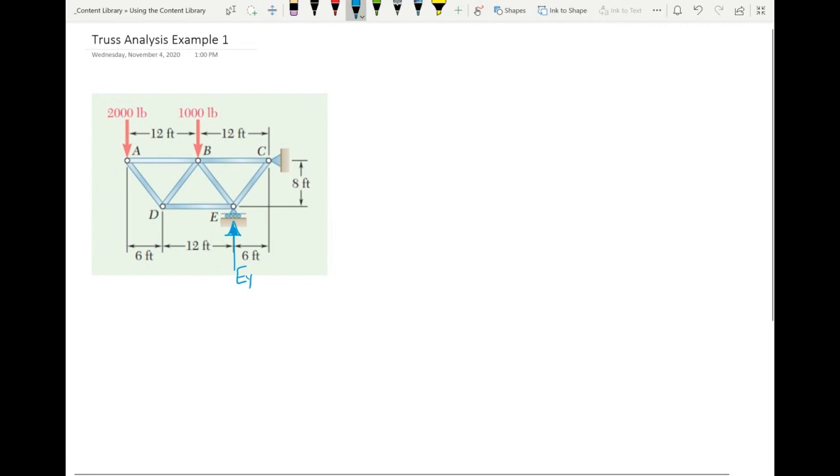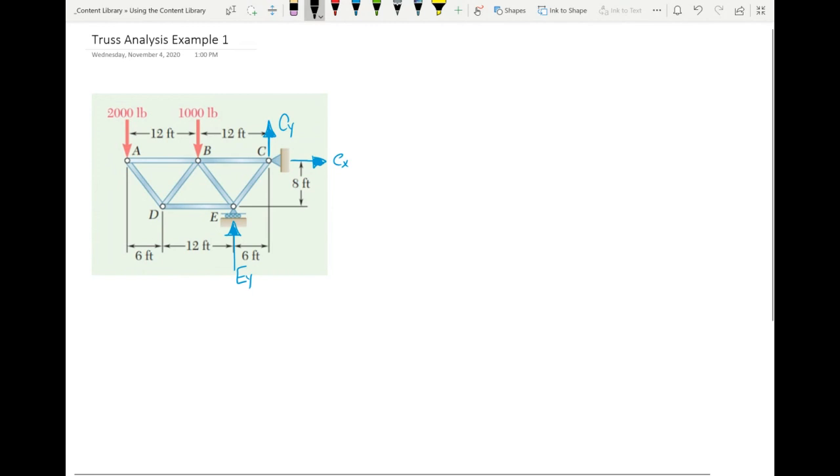Now what about point C? How many support reactions are we going to have there? There we go, two. So I'll draw an upward force right there, we'll call this Cy, and then I've got this force here, we'll call this Cx.